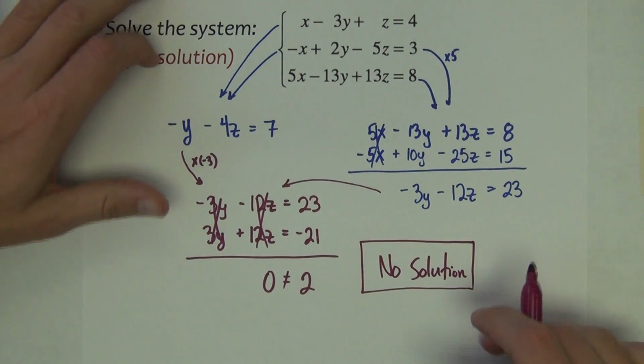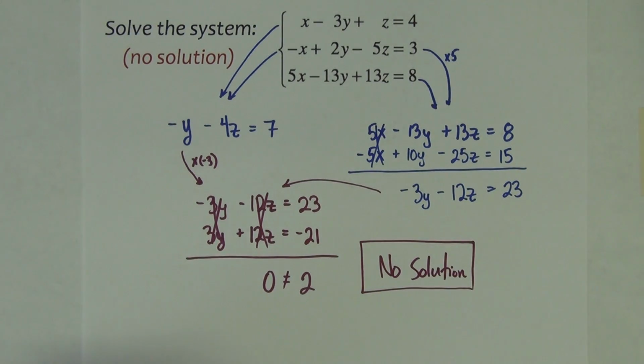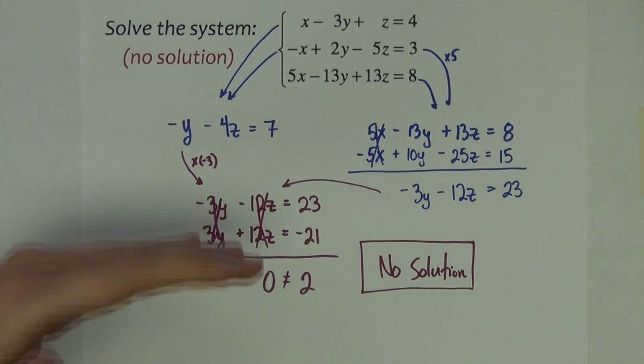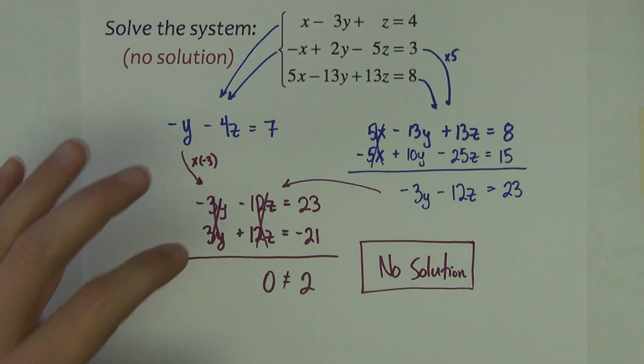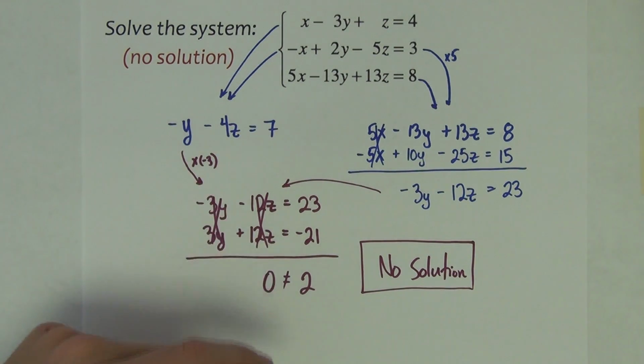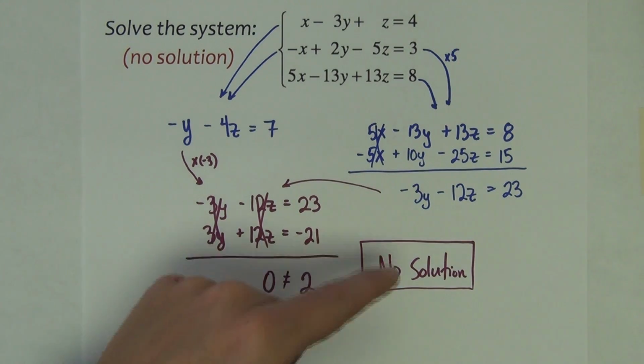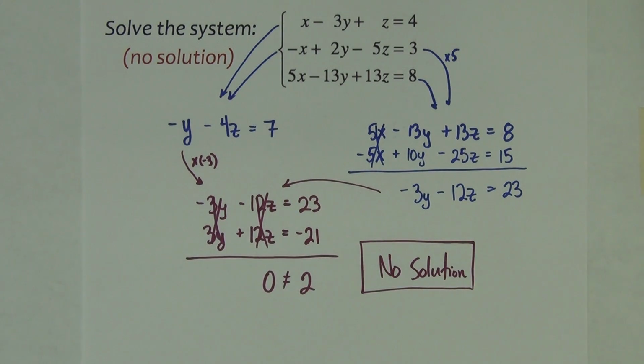Okay. Sometimes all the variables drop out very early in the process. Sometimes they don't drop out until kind of later in the process like this. But at some point, if all the variables end up dropping out through elimination and we've got this contradiction that results, then the answer is no solution.